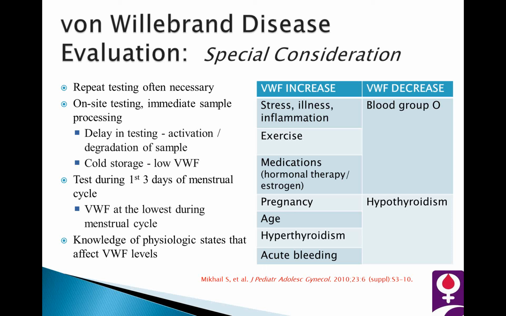We also want to remember to test sometime during the early days of the menstrual cycle. It is ideal to test during the first 3 days of the menstrual cycle, and we know this because estrogen levels are typically lowest during these first few days. In correlation with this, the von Willebrand factor tends to be lowest during these first 3 days of the menstrual cycle. Finally, we need to be mindful of any other physiologic states resulting in stress that can affect the von Willebrand factor levels.